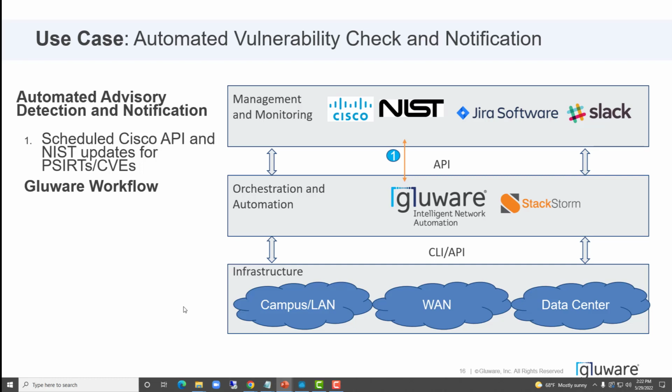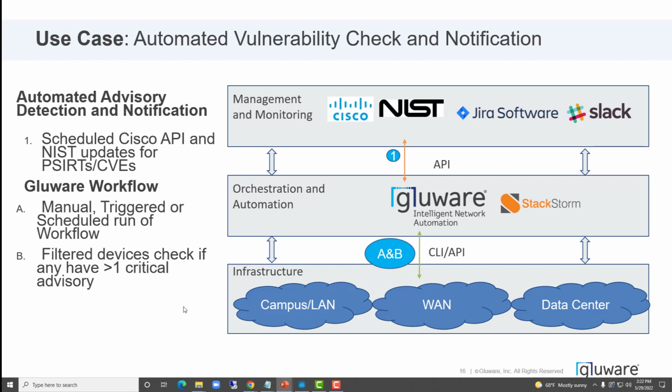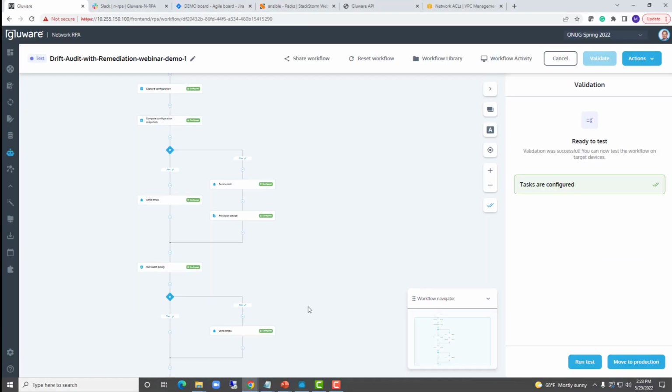And then what we're going to see with the workflow is that Gluware is looking at your underlying inventory. Then we're able to do a filter using the Device Manager task. If there's greater than one advisory, we want to execute notifications. In this case, we're going to be doing notifications with both Jira, opening an issue, and Slack, sending a notification. So with that short intro, let's switch back over to Gluware and take a look at that one.